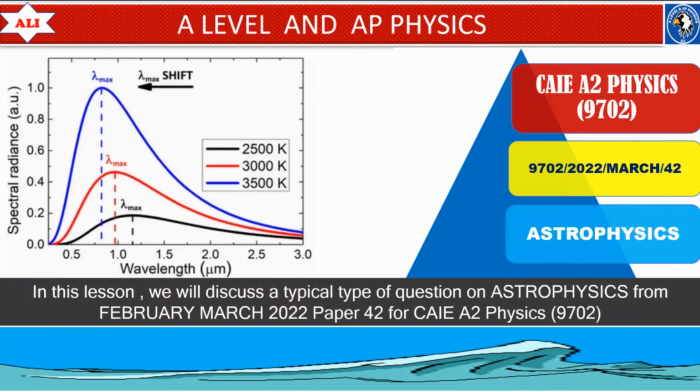In today's lesson, we will discuss a typical type of question on astrophysics from March 2022, paper 4, variant 2. In this lesson, we will discuss how to state luminosity of a star. We will also understand what is flux intensity, radiant flux intensity. Then we will talk about Stefan-Boltzmann law. We will also discuss Wien's displacement law. And also, we will do some calculations based on these 2 main laws.